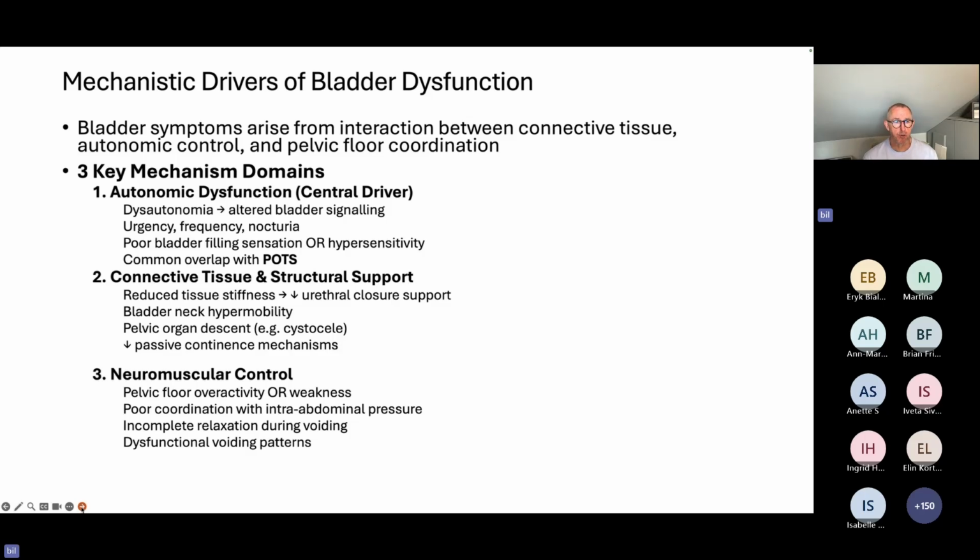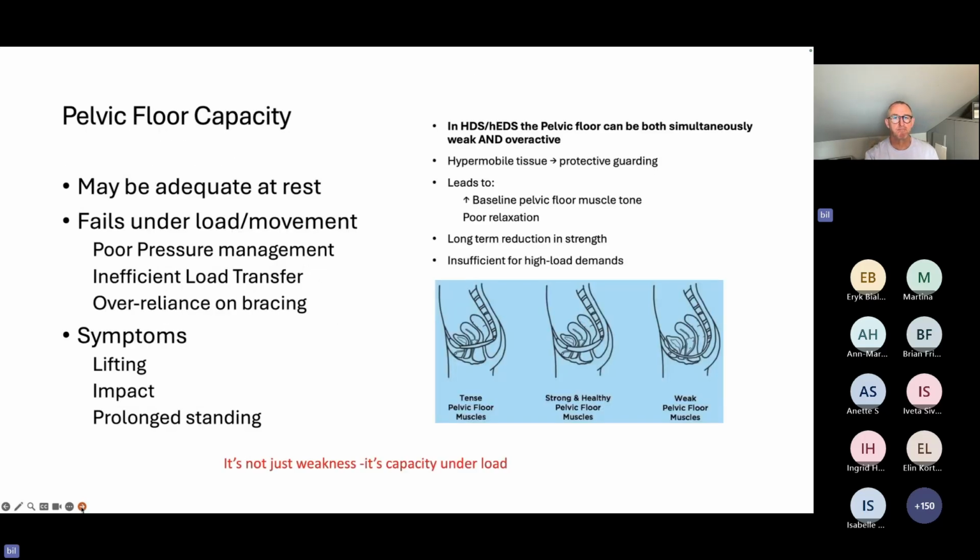With connective tissue and structural support, you get reduced tissue stiffness. That leads to reduced urethral closure pressure or support, bladder neck hypermobility, pelvic organ descent, so cystocele, so the bladder can prolapse, and that causes reduced passive continence mechanisms. We then have obviously the neuromuscular control, where we have pelvic floor overactivity or weakness. Both of them are equally as disabling. We have poor coordination with intra-abdominal pressure, and then incomplete relaxation during voiding. So we have very complex situations with these patients, leading to dysfunctional voiding patterns.